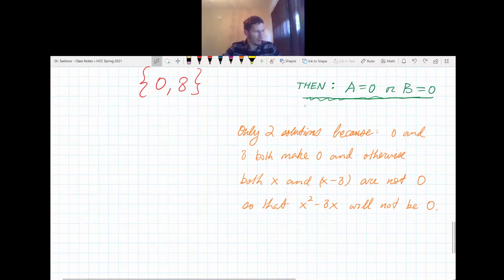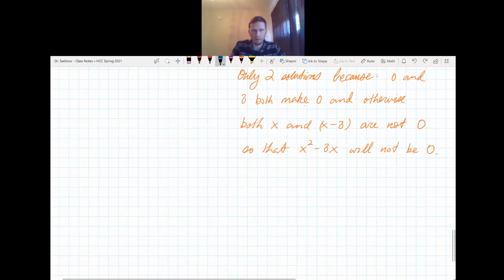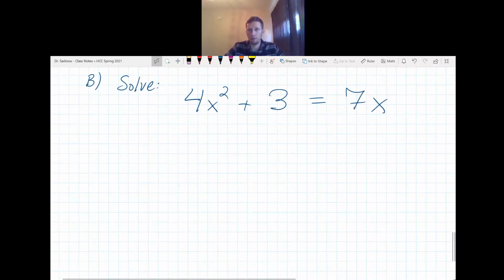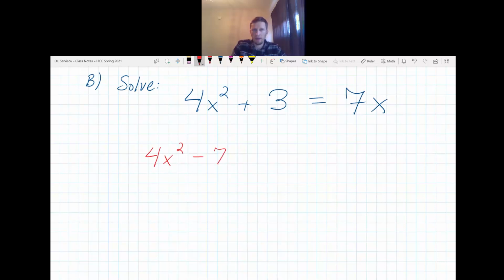All right, let's go on to another example of solving a quadratic equation. A very similar method, but a little more difficult with the numbers. Let's solve the following quadratic equation: 4x squared plus 3 is equal to 7x. This is going to be a little more difficult to guess, so we want to know how to solve these quadratic equations formally. So let's put it in standard form: 4x squared minus 7x plus 3 is equal to 0.